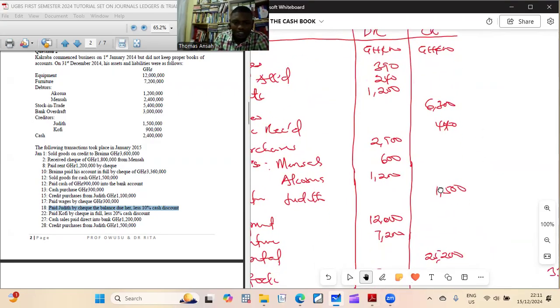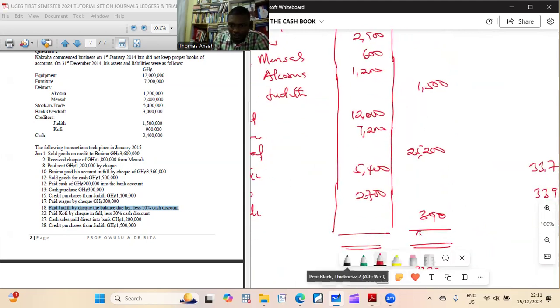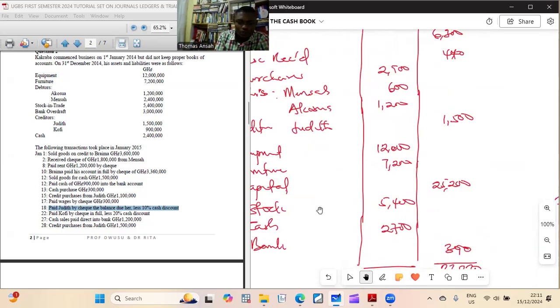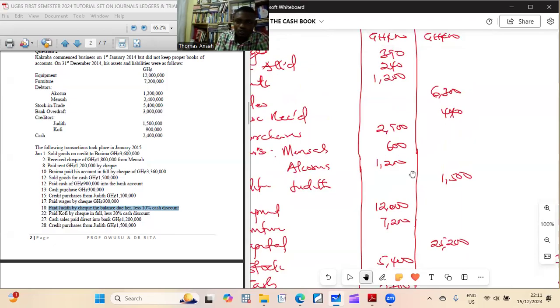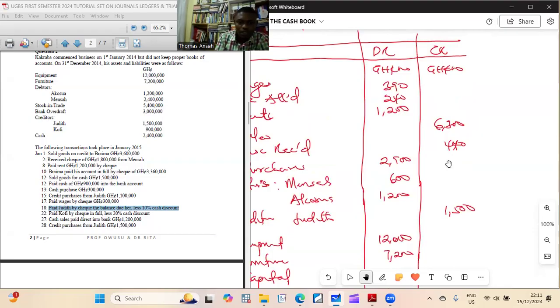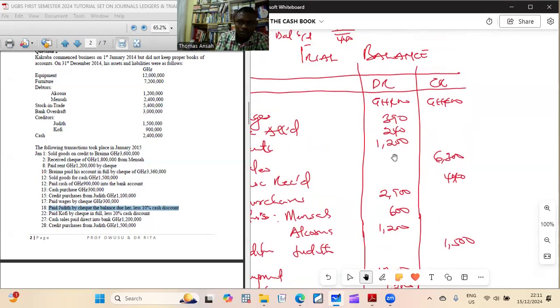So we have 33,830. Yeah, so let's now total this side. I think it should balance now. Cash is 2,700 plus 5,400 plus 7,200 plus 12,000 plus 1,002 plus 600 plus 2,900 plus 1,002 first plus 240 plus 390.